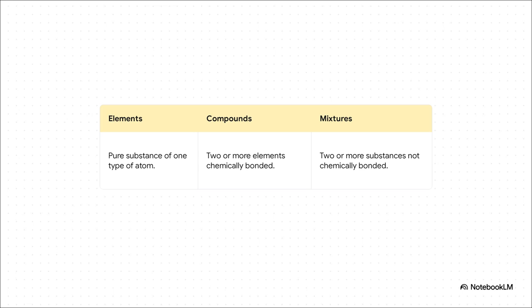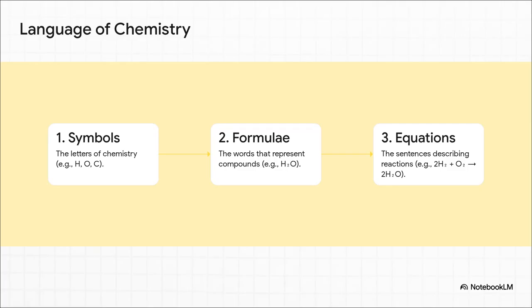Think of elements as your pure, raw stuff, like individual bricks of iron or copper. Then you have compounds. That's what you get when you chemically cement those bricks together to make something totally new, like H2O, water. And mixtures? Well, that's just a pile of different bricks and maybe some sand, all just sitting next to each other, not actually combined.